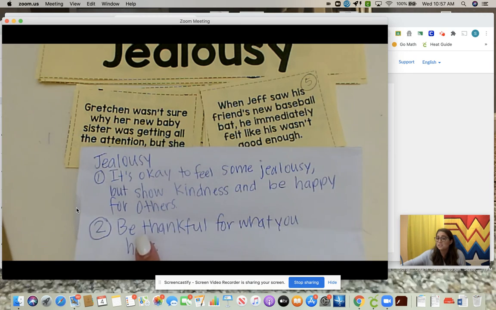Or it can be just as simple as be thankful for what you have. Gretchen, instead of being jealous, could just be thankful that she has a little sister. Some people don't have siblings. Jeff could be happy for the bat he has. Some people don't have a baseball bat. So instead he can say, I'm going to be thankful for what I have.